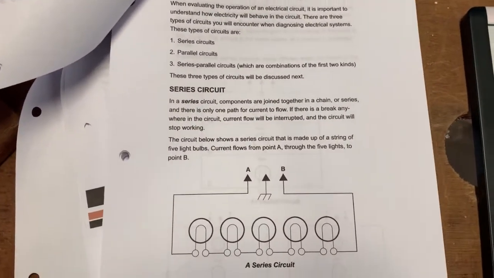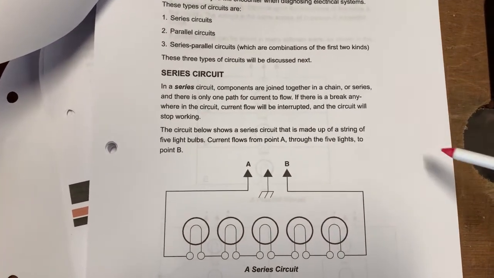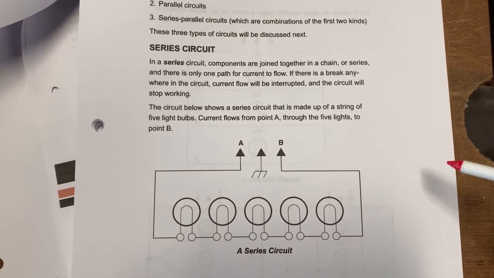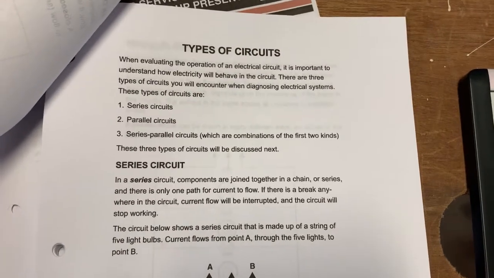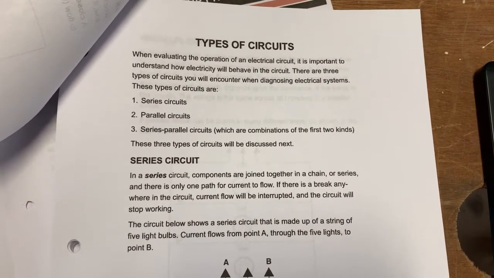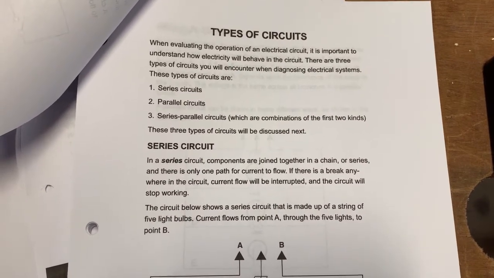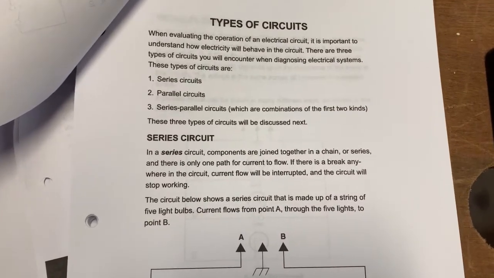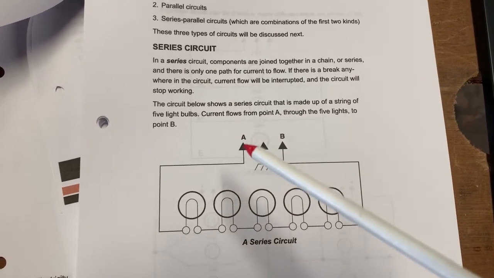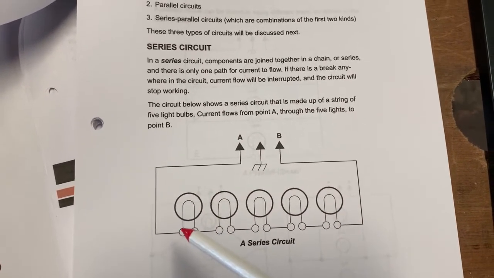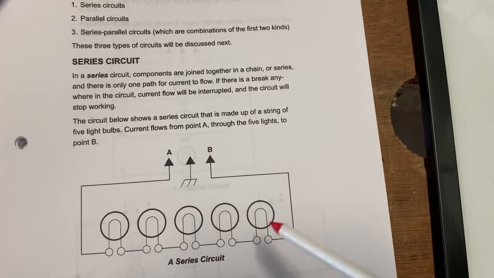When you're diagnosing a problem with an electrical device, you need to be aware of how the circuits are built and the effect that it will have on the flow of electricity. There are 3 types of circuits mainly. There's a series circuit, a parallel circuit, and a series parallel circuit, which is just a combination of the two. So a series circuit is kind of just how it sounds. You have line coming in, and the light bulbs are connected in a series.